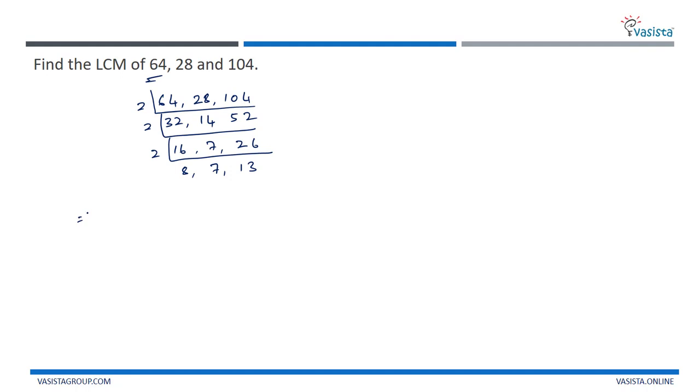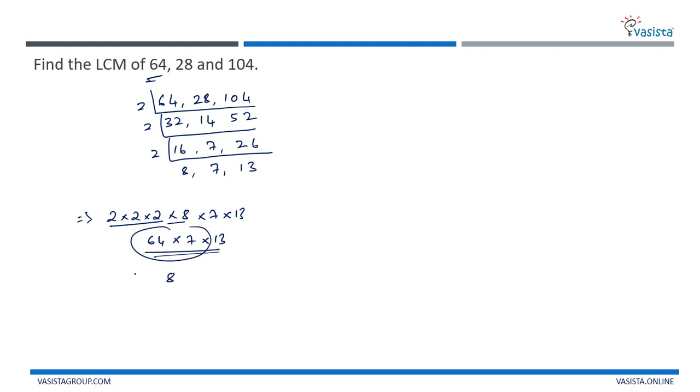The LCM for this is 2 into 2 into 2 into 8 into 7 into 13. Right, 2 2s are 4, 4 2s are 8. 8 into 8, that is 64 into 7 into 13. Now multiply it, you are going to get the answer. Let me multiply this first.